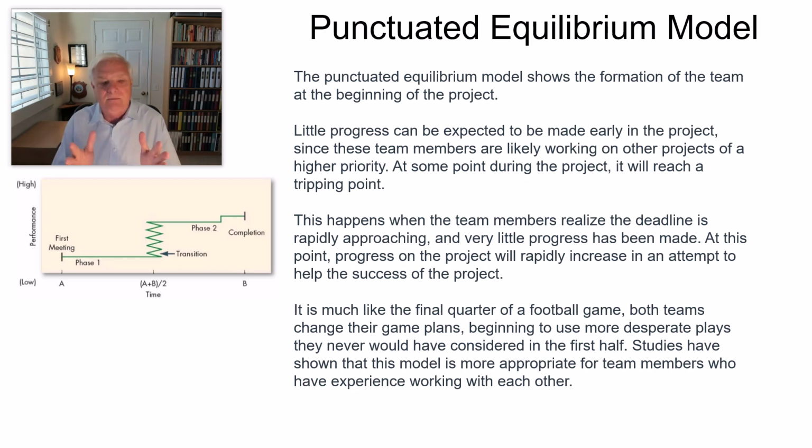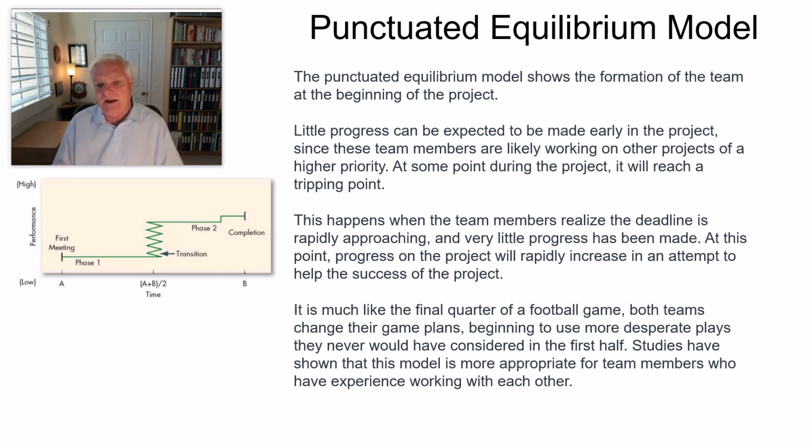And you can basically say, using this model, that little progress can be expected to be made early in the project, since the team members are likely still working on other projects that may have higher priority, and at some point during the project, it'll reach a tipping point. When that happens, the team members realize the deadline is rapidly approaching. I either have a milestone or I have some level of review that has to happen. And as soon as that happens, everything keeps shifting, and we rapidly increase everything in an attempt to help the success of the project.